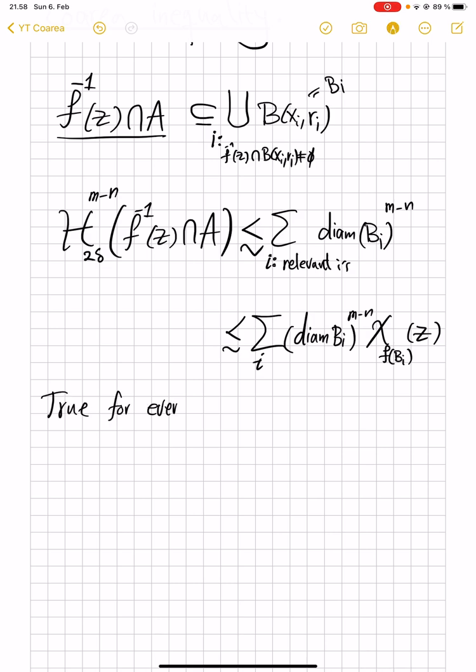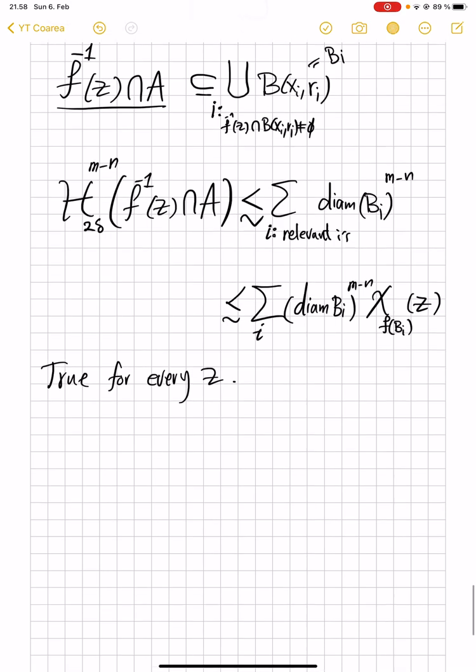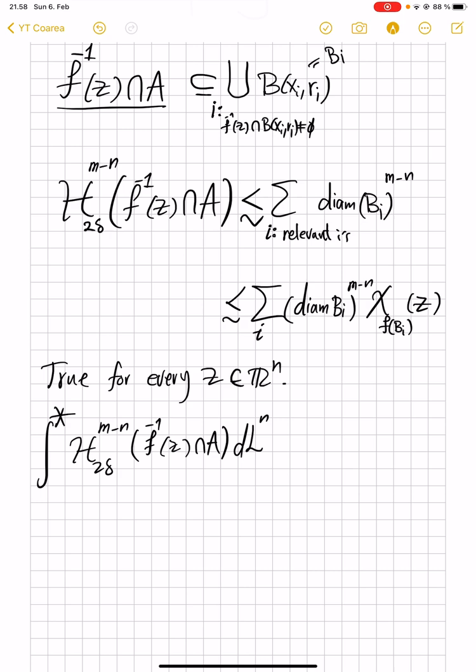for every Z. And so we can integrate both sides. So here's a function of Z, here's another function of Z. Therefore the integral inequality will hold. I'm working with the upper integrals, so I don't have to deal with measurability, so this function most probably is not even measurable. So I'm integrating these two functions on R^n with dL^n, is less than or equal to the integral of this other side. Okay, and this is wiggly.